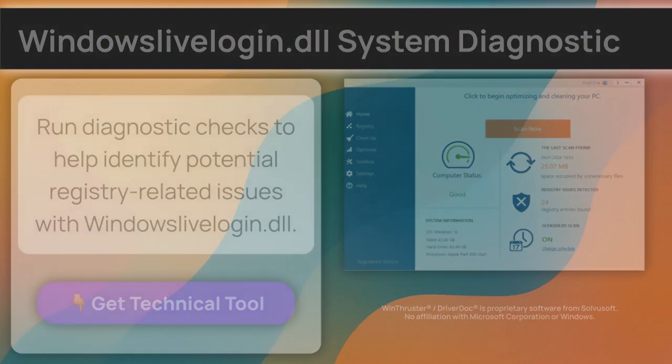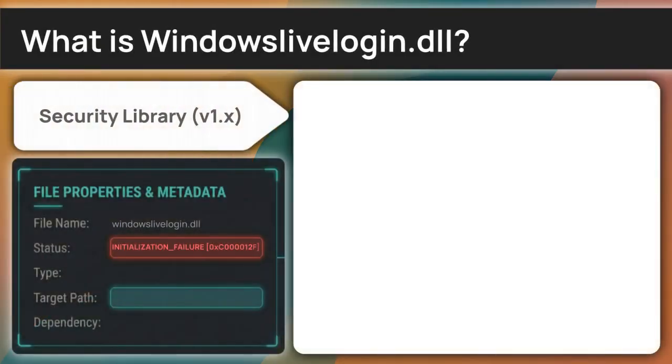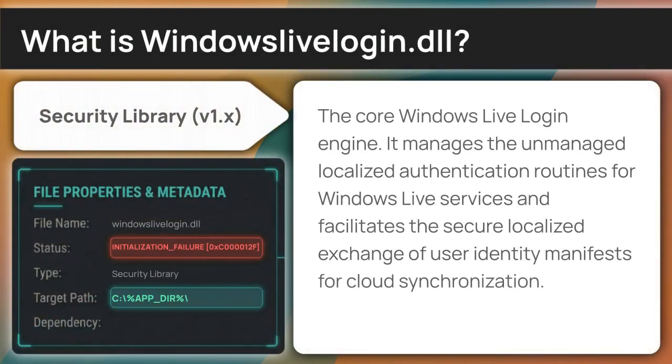This is the Windows Live Login, the core Windows Live Login engine. It manages the unmanaged localized authentication routines for Windows Live services and facilitates the secure localized exchange of user identity manifests for cloud synchronization. Now that we've covered what the file does, let's jump into our first fix.